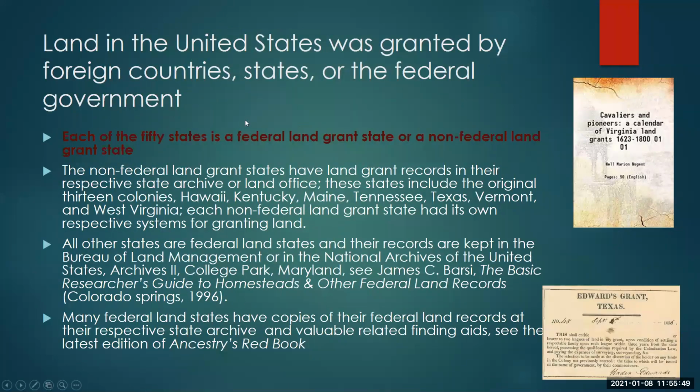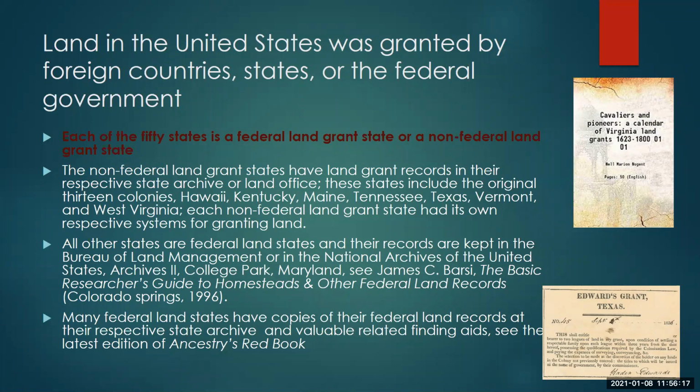All right. Now, land in the United States was granted by foreign countries like Spain and France and Great Britain. It was granted by individual states like Georgia and New York and Pennsylvania and North Carolina, and/or it was granted by the federal government. Now, immediately the thought crosses your mind, how do I know which is which? Okay, I'm going to explain that right now.